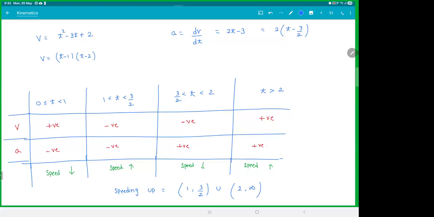Clear? Take a break. Come back by 9:40. We'll continue from here. Any doubt so far?